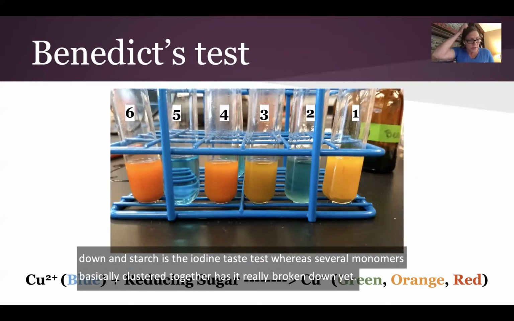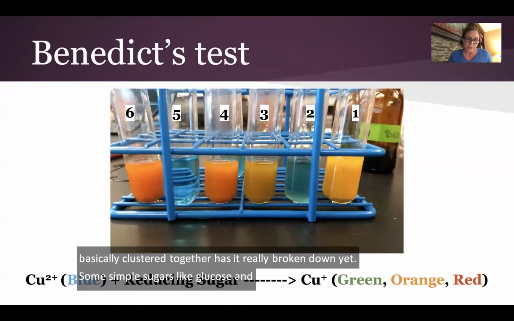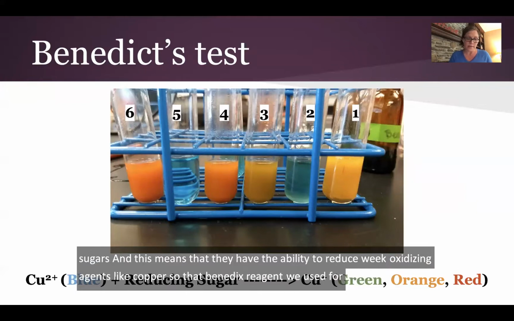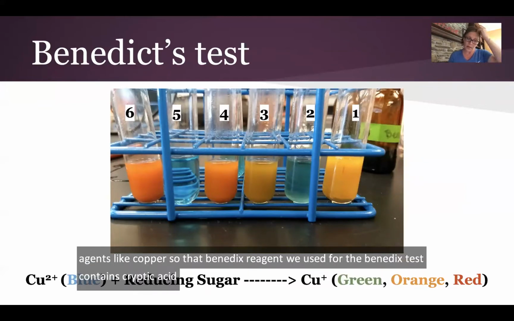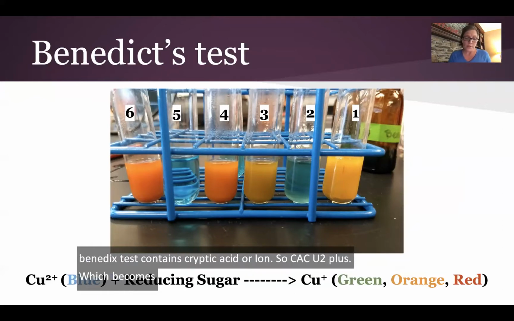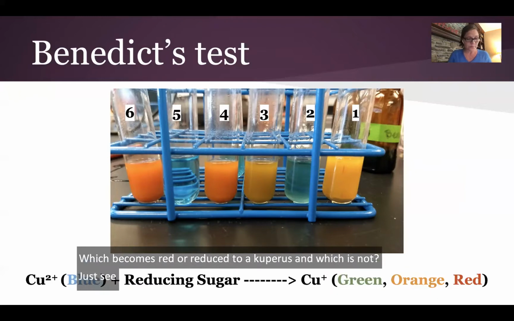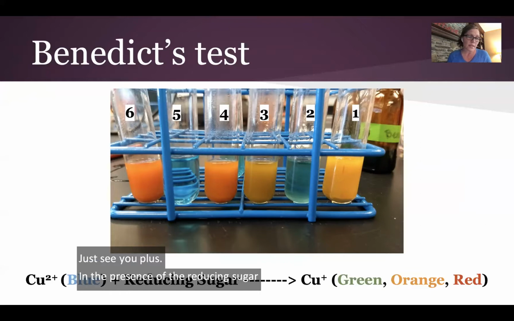Some simple sugars, like glucose and fructose, are what we call reducing sugars. This means that they have the ability to reduce weak oxidizing agents like copper. So the Benedict's reagent we use for the Benedict's test contains cupric ion, so it's Cu2+, which becomes reduced to cuprous, which is Cu+, in the presence of the reducing sugar and heat. So note that starch is not a reducing sugar.